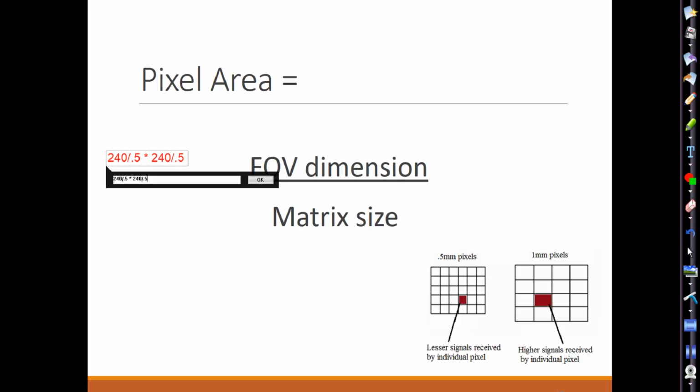A matrix always has a phase and frequency, so you have to do the equation twice. So imagine your pixel dimension was 0.5 in the phase, but then your frequency was 1 millimeter. That's what the equation would look like. Pixel area is field of view divided by your matrix, and your matrix always has a phase and frequency value. And the frequency value is typically going to be your larger dimension.